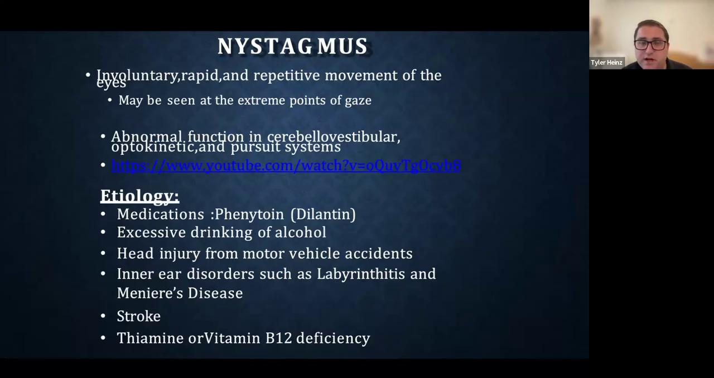Now, I personally do have a little bit of a nystagmus as well, and mine's from a previous eye surgery. I used to have what's called strabismus, and we'll get into that. But strabismus is when your eye muscles are not quite lined up.